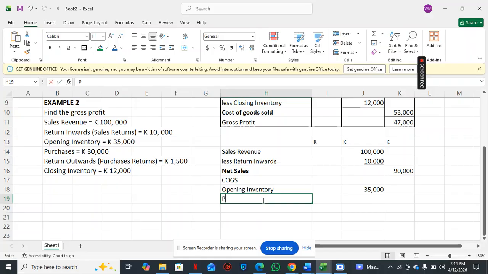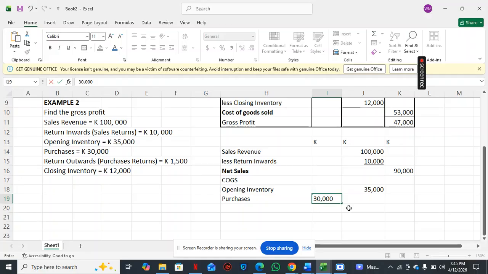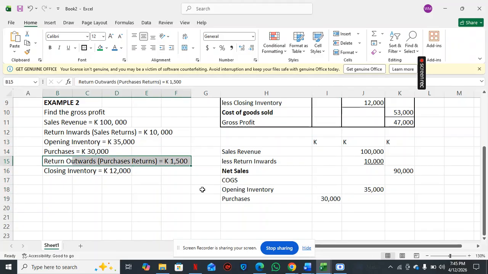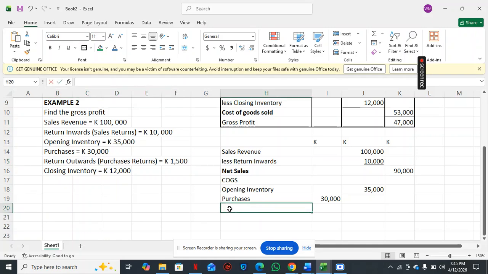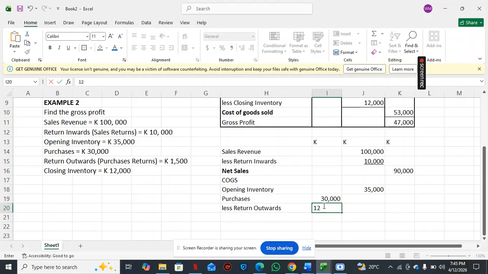Next, they purchased goods worth 30,000. Now notice I've put purchases in the first column because there's going to be an adjustment for purchases, which is the return outwards. So you're going to say less return outwards. We purchased goods for 30,000, then we returned goods worth 12,000 kwacha.